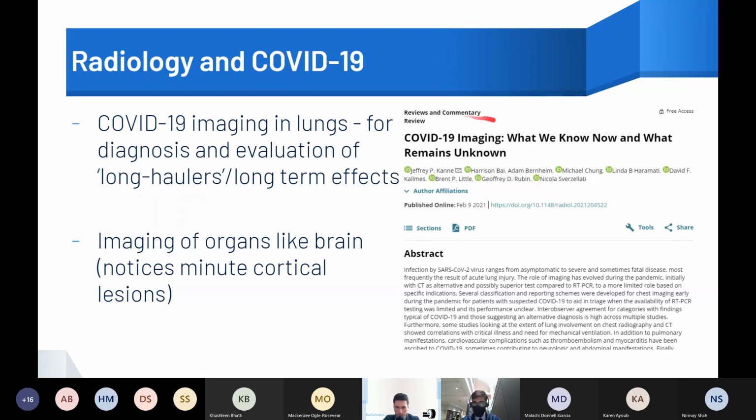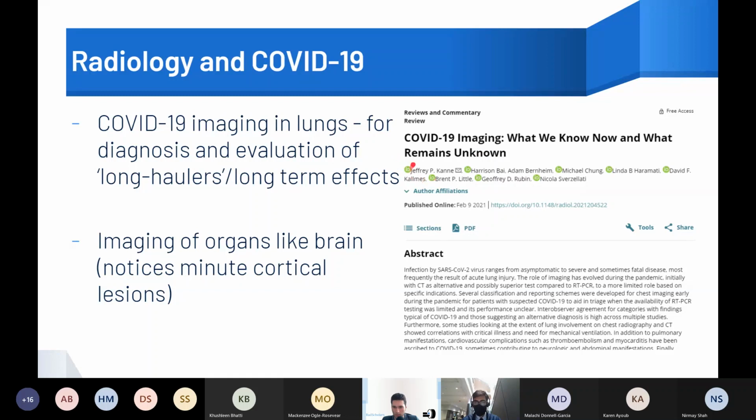So here, this is a really cool paper, and I think reviews and commentaries are very much more relevant now than they were before, especially with COVID-19, because there's so much research coming out, and we want to have a summary of what's going on.